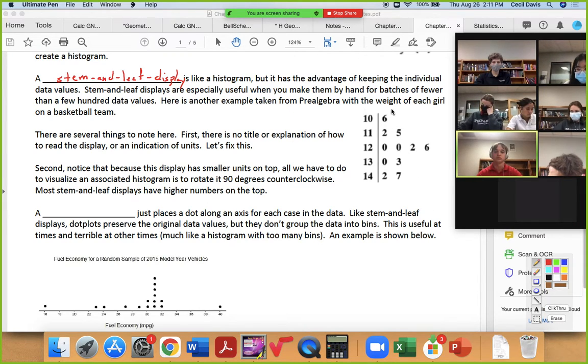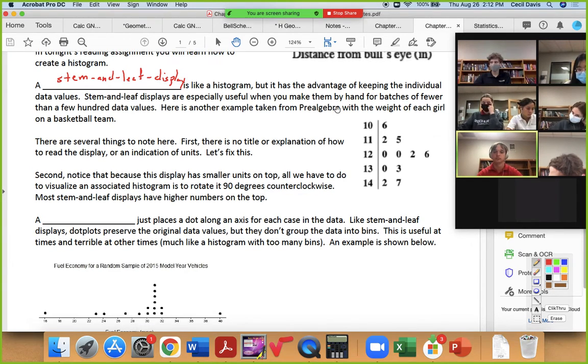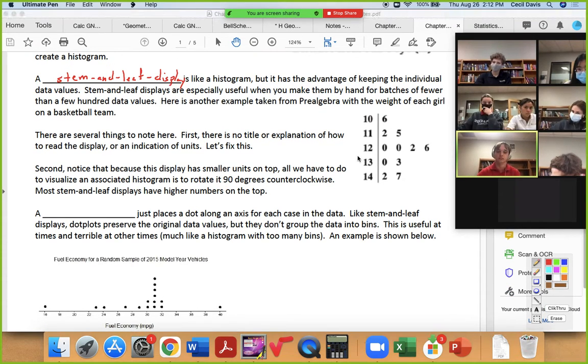So we really need a title on this, right? Without the title, can we really get the context of what's going on? Not really. So I'll add that. Something like this: weights of girls on the basketball team. And you should also put in some place what this means.